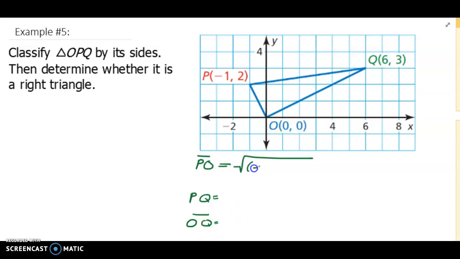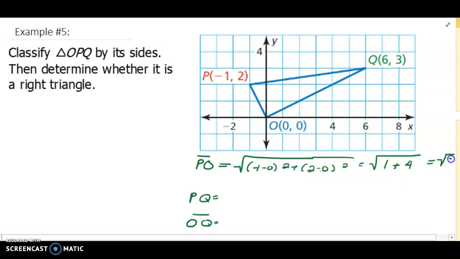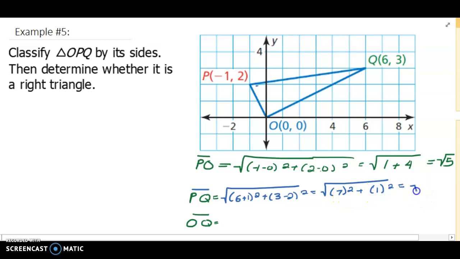So PO would be the square root of -1 minus 0 squared plus 2 minus 0 squared, which is going to equal the square root of -1 squared is 1 plus 2 squared is 4. So this is just the square root of 5. Okay, let's do the same for PQ. So it'd be the square root of, PQ is right here, 6 plus 1 squared plus 3 minus 2 squared, which gives me 7 squared plus 1 squared, which is 49 plus 1 squared is 50.